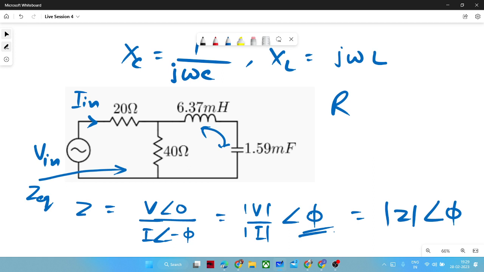Any other doubts? Sir, can you explain that imaginary part thing?